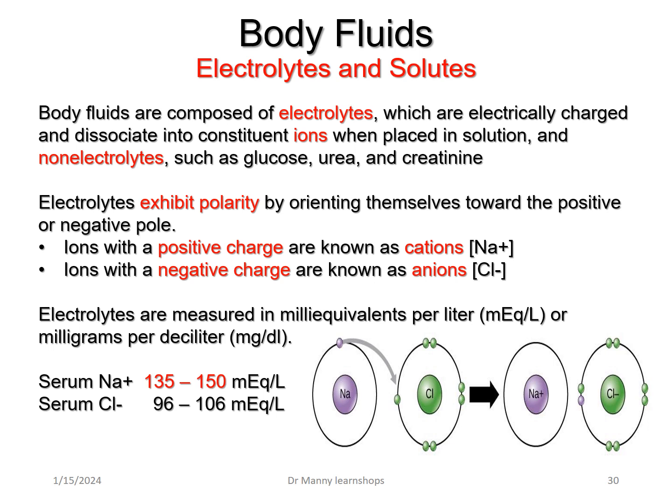Electrolytes exhibit polarity by orienting themselves towards a positive pole or a negative pole. Ions with a positive charge are known as cations. Sodium is an example. Ions with a negative charge are known as anions. Chloride is an example.